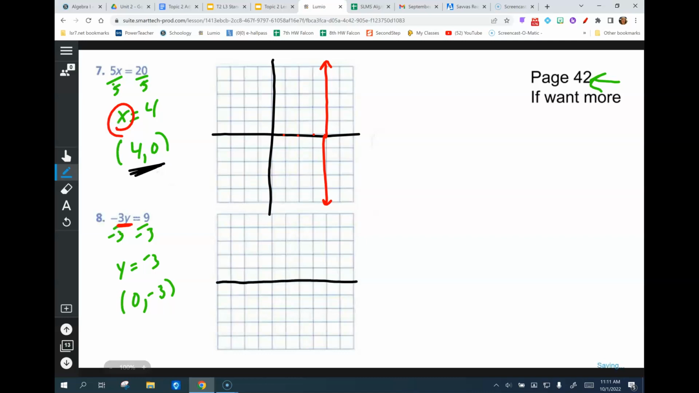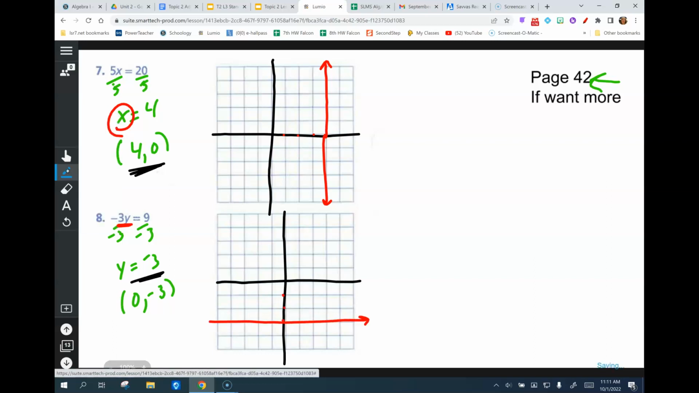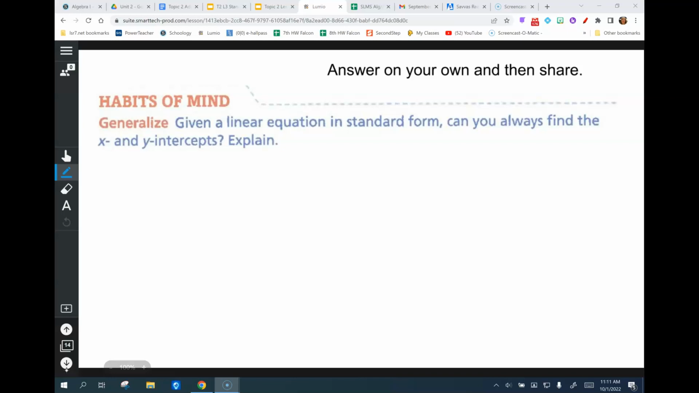Now what you have to figure out is where is it going to cross the y-axis, and that's where you need that intercept, but you still have to graph a line. So, of course, that's going to be at -3. Here is my line. It crosses the y-axis and only the y-axis. Good. So for this one, given a linear equation in standard form, can you always find the x and y intercepts? Explain. Okay, so just think about that one.